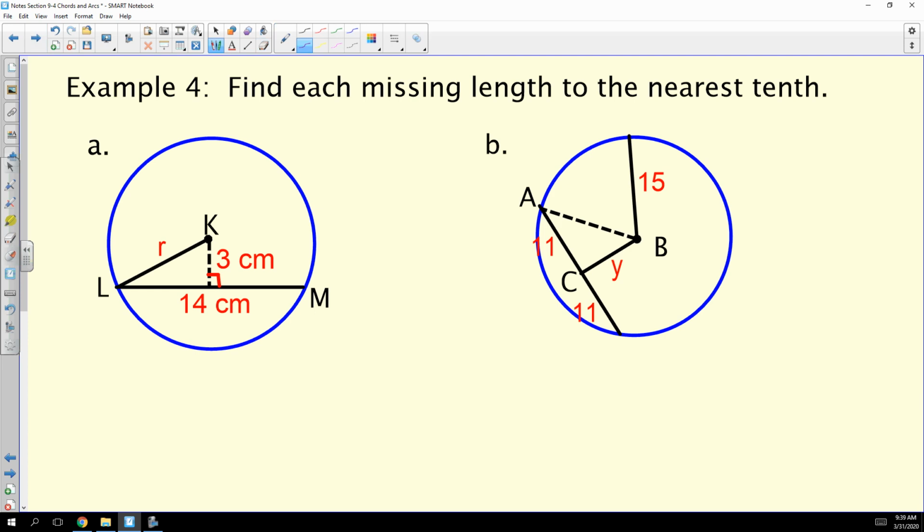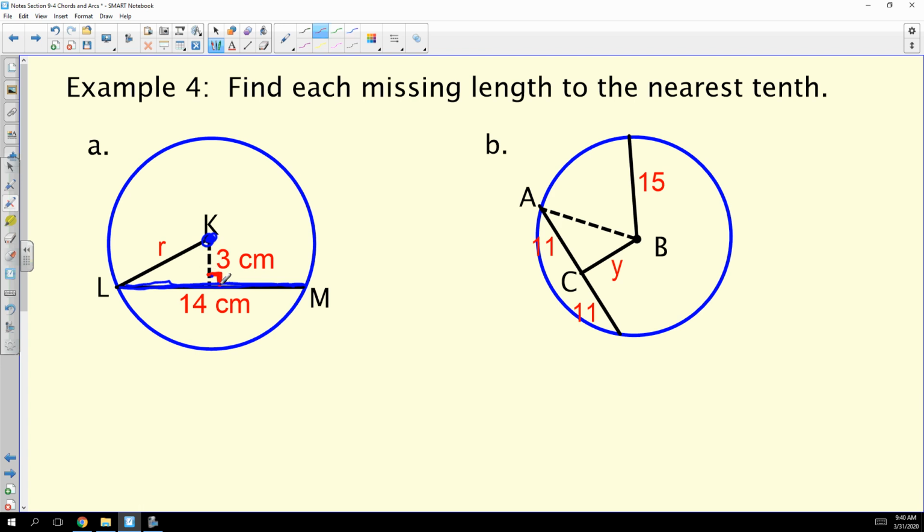But here's what I want you to notice when I look at the first picture for A. What I notice is that LM is a chord, right? And it does not pass through the center. Here's the center. The center is at point K. This dashed piece comes from the center and is perpendicular to this chord.